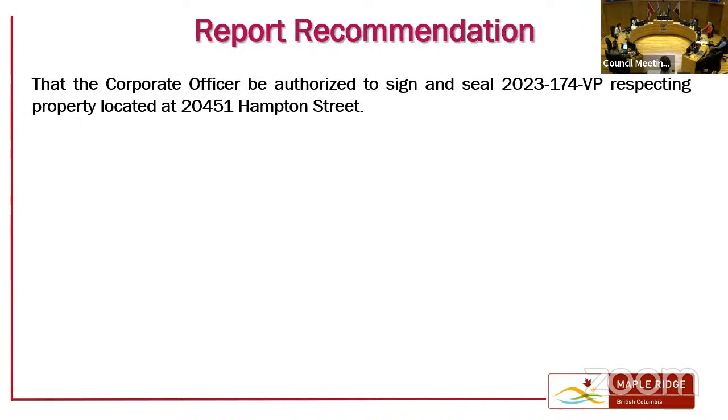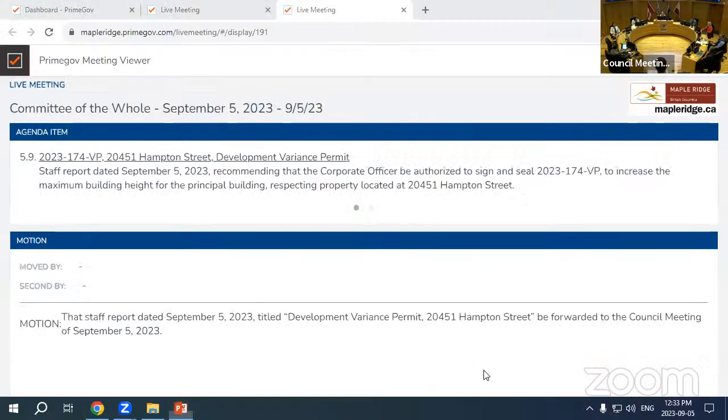The recommendation is that the corporate officer be authorized to sign and seal DVP 2023-174 VP respecting the property located at 200451 Hampton Street. Madam Chair and Committee. Thank you very much. Moved by Councillor Youssef, seconded by Councillor Tan. Any questions? Seeing none, all in favor? It's carried unanimously. Thank you.